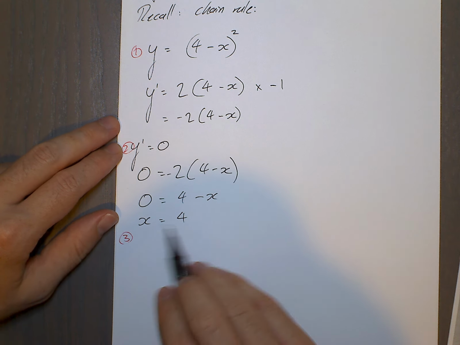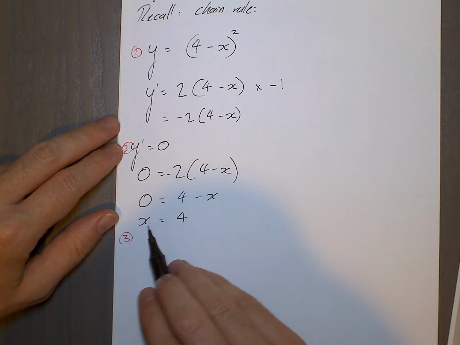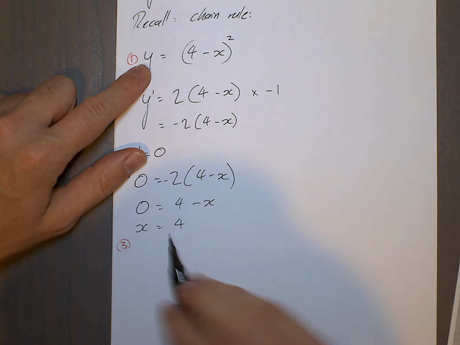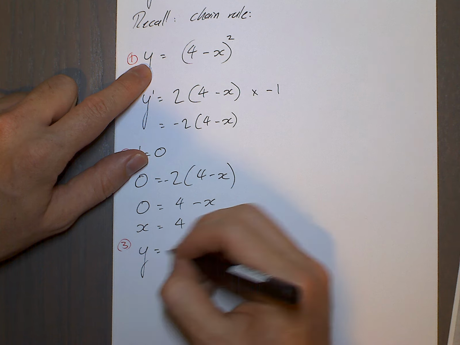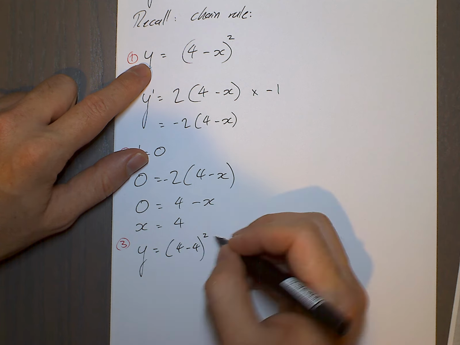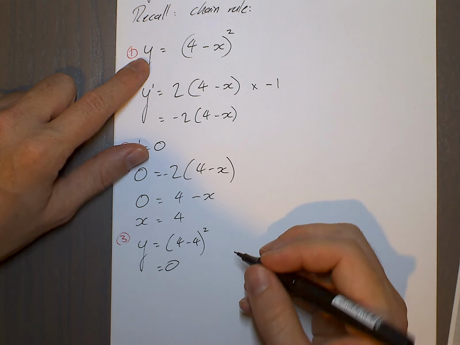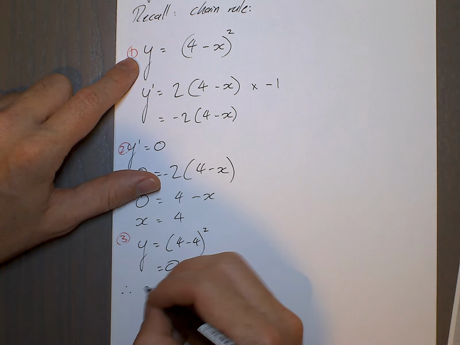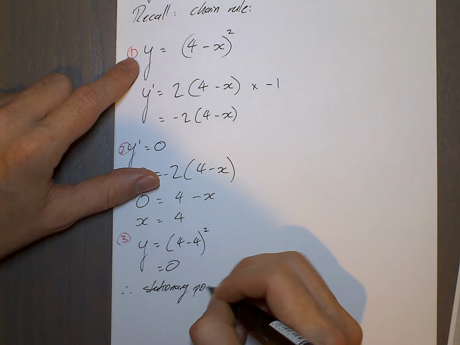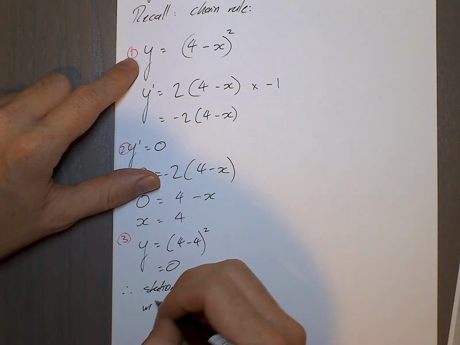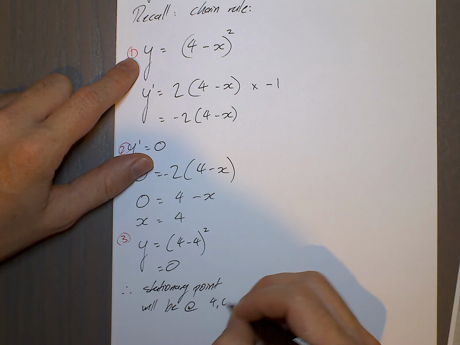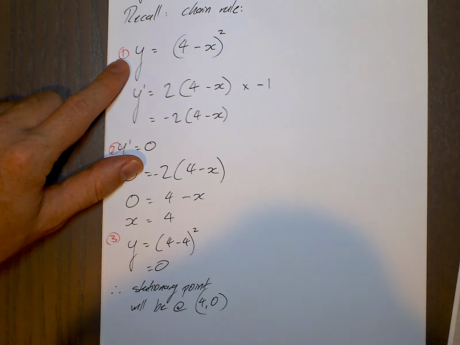If we put x equals 4 back into our original, we can find out what y will be. And it's going to be pretty obvious here. y equals 4 minus 4, squared. Well, that's just going to be 0. 0 squared is just going to be 0. Hence, our stationary point will be at 4, 0. Okay, that's fair.